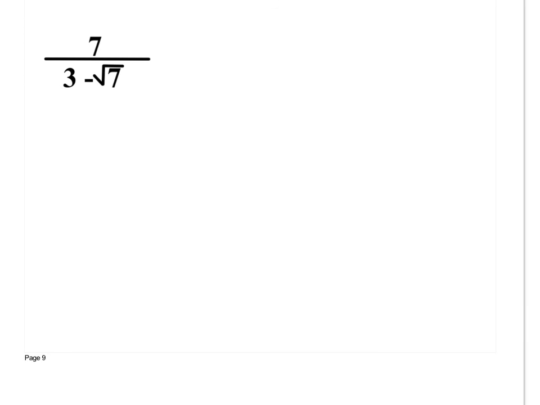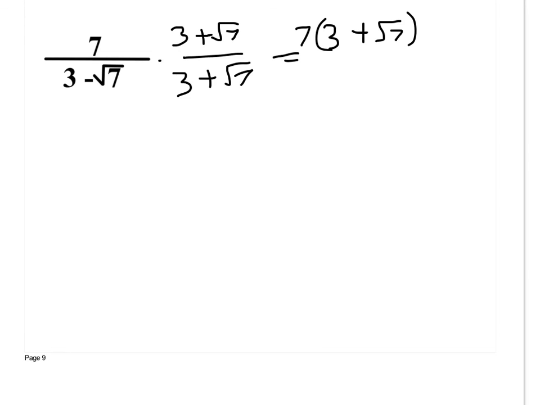7 over 3 minus the square root of 7. So what I do is I times by the conjugate. The conjugate here is 3 plus the square root of 7, the opposite of it. All right? So on top I have 7 times 3 plus square root of 7. On bottom I'm left with 3 squared minus square root of 49.